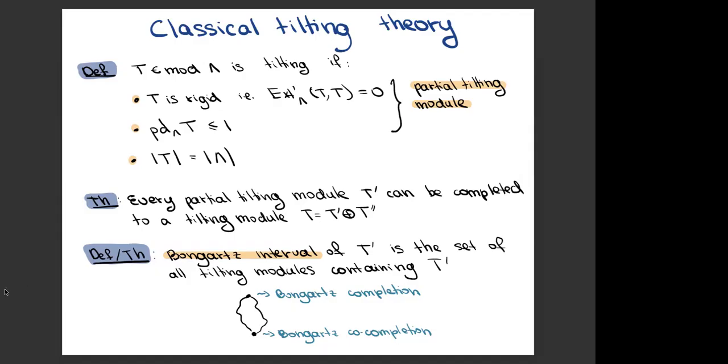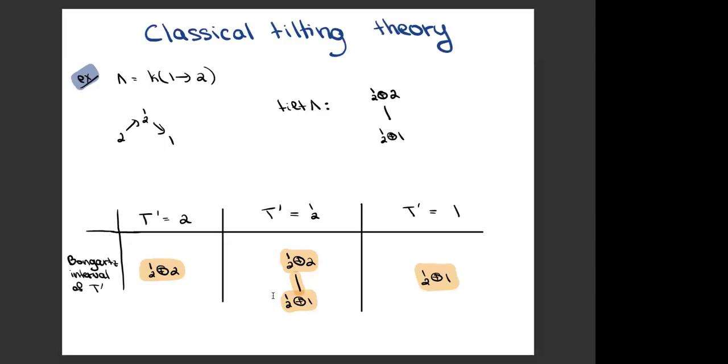And then the definition/theorem is that, first I start with some partial tilting module T prime, and then I look at the set of all the tilting modules containing T prime as a direct summand. So in particular, I look at all the possible ways to complete T prime to a tilting module. And the statement really is that this actually forms an interval inside the tilting poset. That's right. And so the top element is Bongartz's completion, and the bottom element is Bongartz's co-completion.